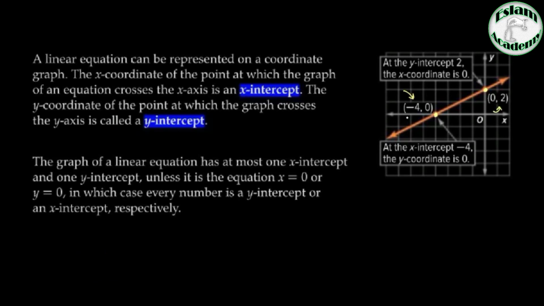If you want to find the x-intercept, you will find that y is equal to 0. If you need to find the y-intercept, you will find that x is equal to 0. So x-intercept is the point of intersection between the line and the x-axis. At this point, the y-coordinate equals 0. And y-intercept is the point of intersection between the line and the y-axis. At this point, x equals 0.